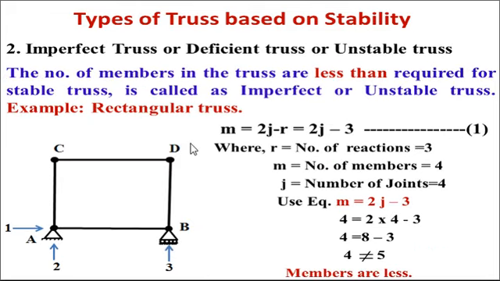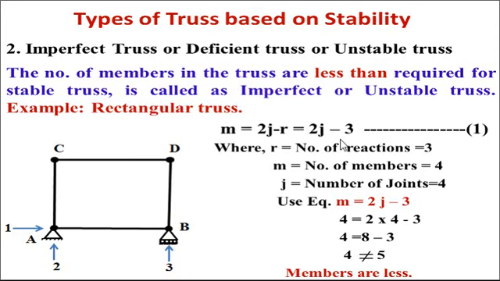Second one is imperfect or deficient or unstable truss. So deficient means what? Less. Deficiency means the number of members is less. See the definition: the number of members in the truss are less than required for stability. Means in this particular truss, one or two members may be short. That's why this is the imperfect, unstable or deficient truss.